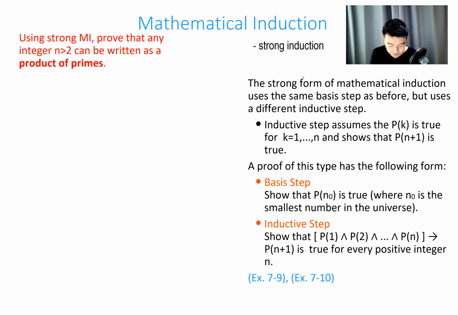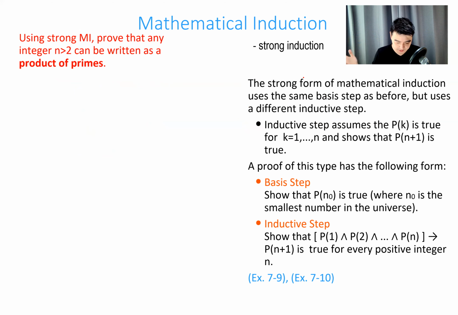So if you remember, we talked about in number theory this thing called a product of primes. And we said at the time that any integer that is greater than or equal to 2 can be written as a product of primes. So for example, 100 can be written as 2 times 5 times 5.